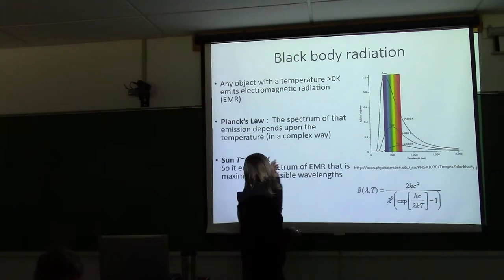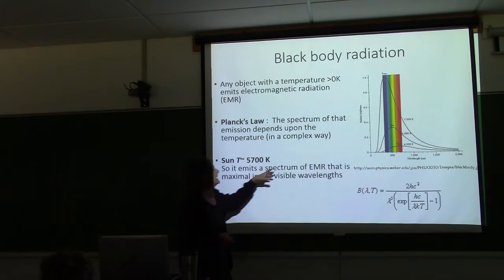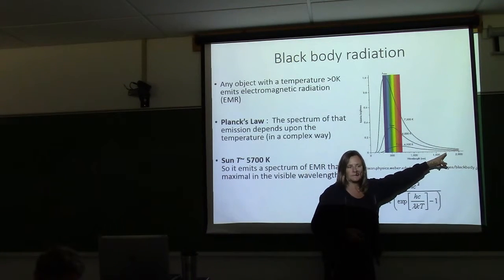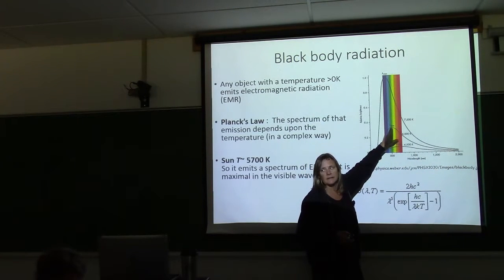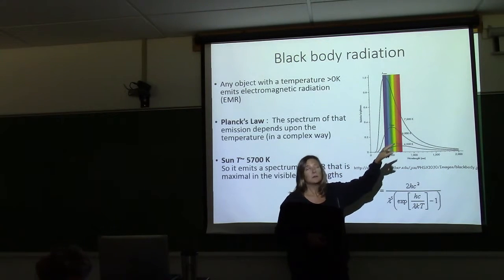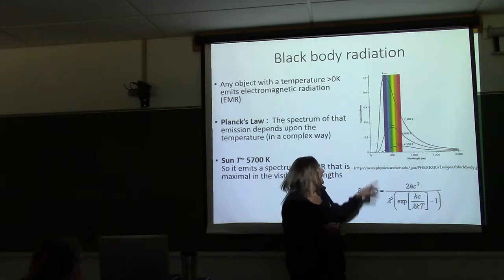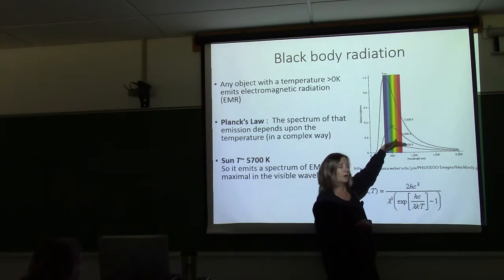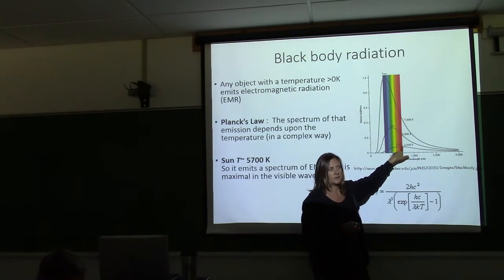So, for example, the sun is about 5,700 degrees. We could say 6,000 degrees. And so this is the spectrum of energy that it's emitting, right? And most of the energy that the sun emits is in the visible because of its temperature. If it were hotter, it would emit more ultraviolet radiation. And if it were cooler, it would emit more infrared radiation. A lot less overall radiation, but also shifted spectrally.